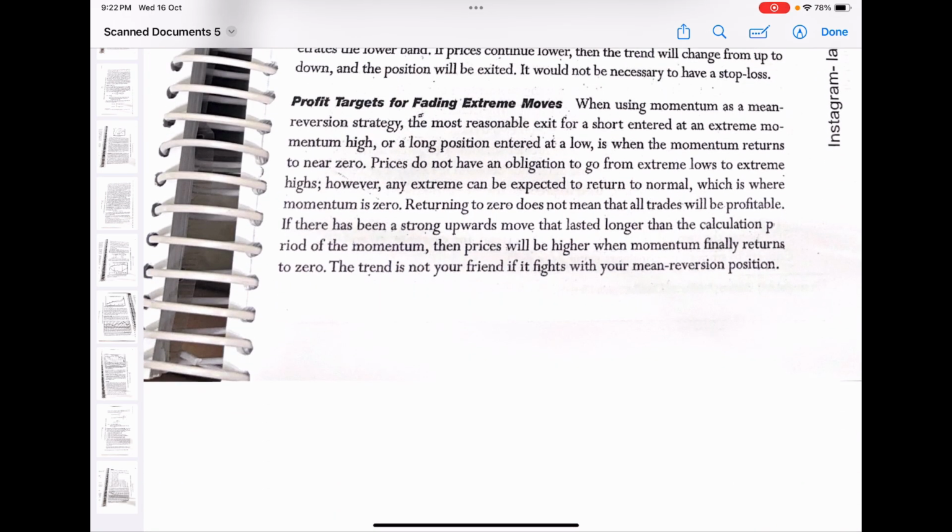Profit targets for fading extreme moves. When using momentum as a mean reversion strategy, the most reasonable exit for a short entered at an extreme momentum high, or a long position entered at a low. So when the momentum was very high, let's say the indicator was overbought and you sold there, where do you exit that trade? You are going to exit when the momentum returns to zero. The moment the momentum returns to zero, you need to exit your trade. Returning to zero does not mean that all trades will be profitable, but that is a safe way for you to exit.